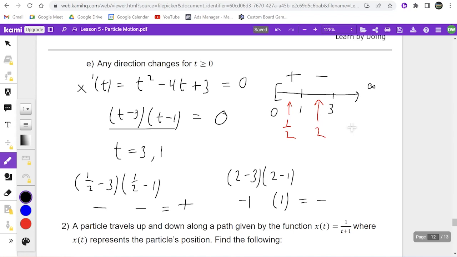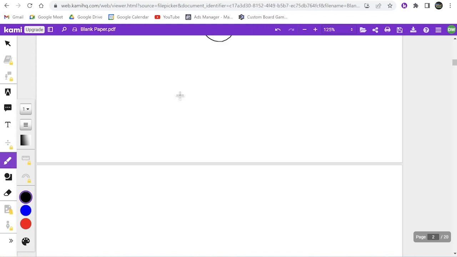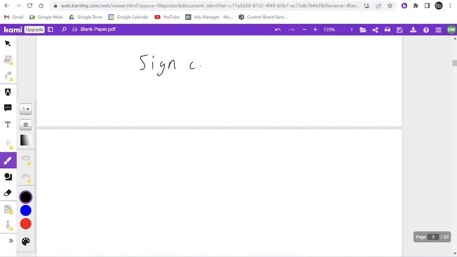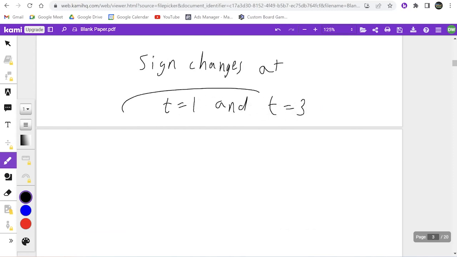And then I just need a number greater than 3. Let's say 4. I'll plug in 4. I can technically plug in 1 million if I want, but I'm not feeling that risky today. It's going to be 4 minus 3 times 4 minus 1. That's a positive times a positive. We will get a positive every time. And as you can see here, we get 2 direction changes because we have 2 sign changes. We have sign changes at t equals 1 and t equals 3. So therefore, there's our answers for this one.